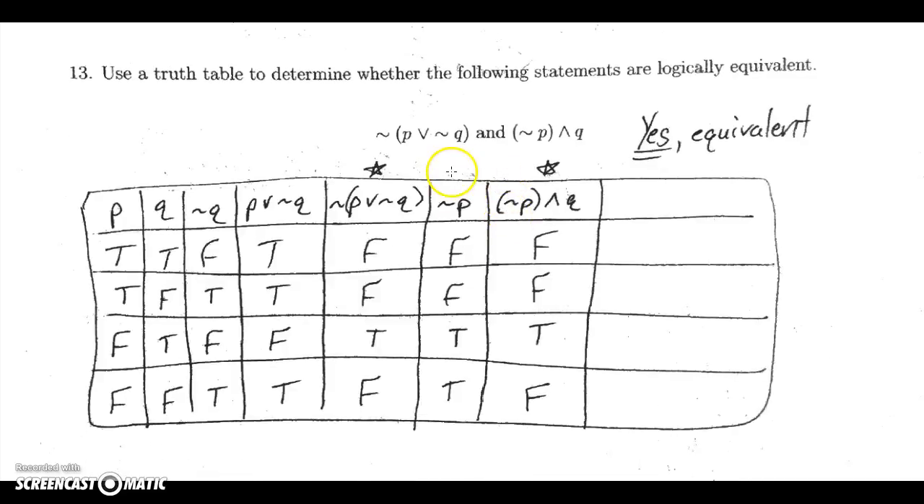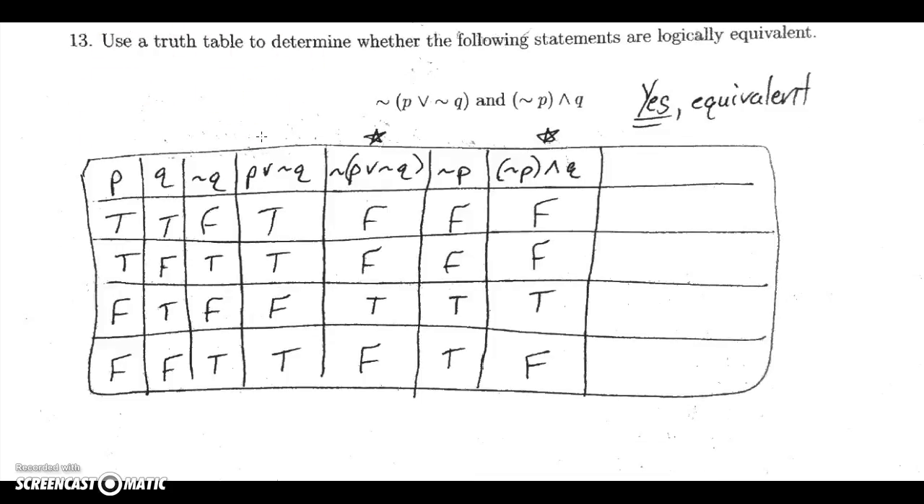Okay, we have a truth table. Now we could distribute this negation sign. That would be not P and not Q, which would mean Q. So we could check right away to see that they're equivalent, but it does ask us to use a truth table here. So let's go ahead and use a truth table.